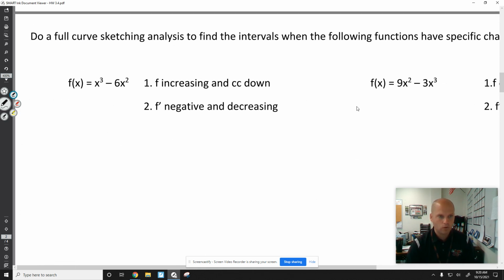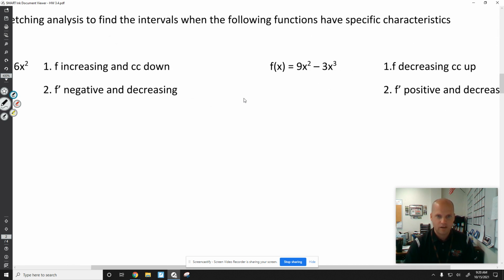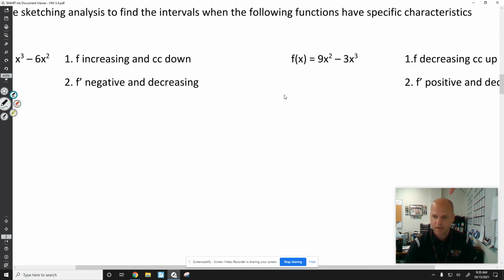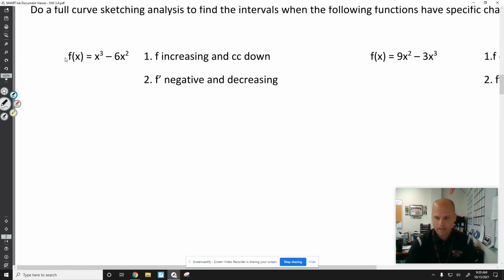All right, let's do a curve sketching analysis to find intervals when the following functions have specific characteristics. So I want to be able to accurately sketch this graph. You'll never be asked to accurately sketch a graph on a test question, but the way that you can show that you know what the function looks like is to answer the following questions. When is F increasing and concave down? When is F prime negative and decreasing?